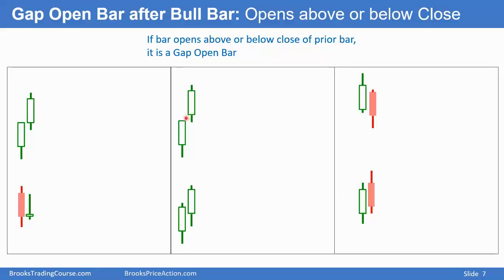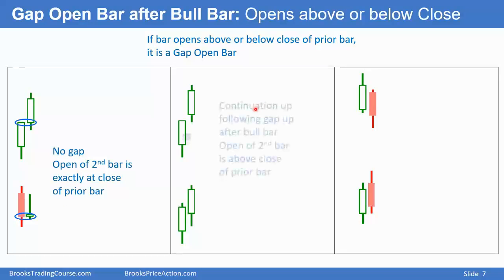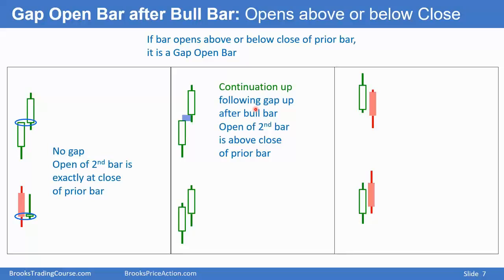This bar opened above that close. There's a gap. This bar opened below that close. There's a gap. So bull bar and then a gap down that rallied up, a bull bar and a gap up that rallied up. We have a bull bar and another bull bar. The bull trend is continuing. Open of the second bar above the close of the first bar.